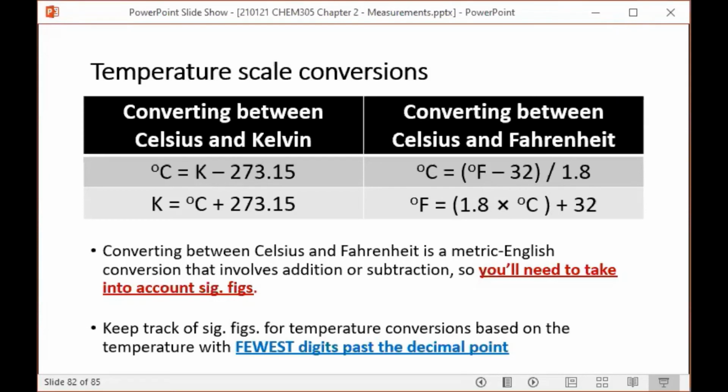So again, to keep track of sig figs for temperature conversions, it's based on the temperature with the fewest digits past the decimal point. So pay attention to the precision of your measurements when you're doing temperature conversions, because when you're dealing with sig figs with addition or subtraction, it's based on the precision of the measurements. How far to the right does the measurement go? How far to the right of the decimal point does the measurement go?